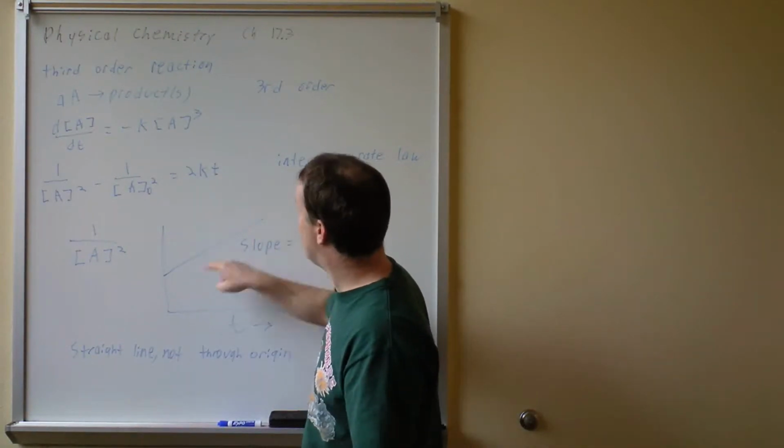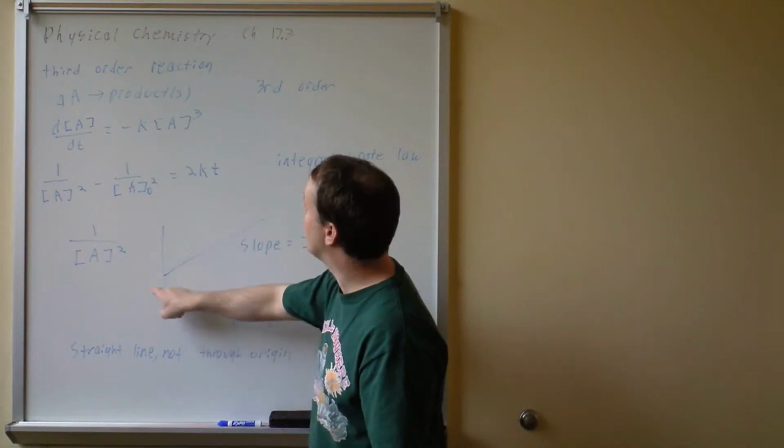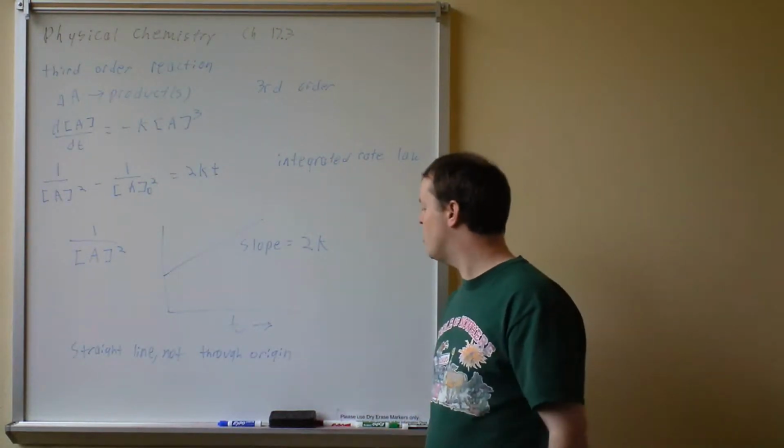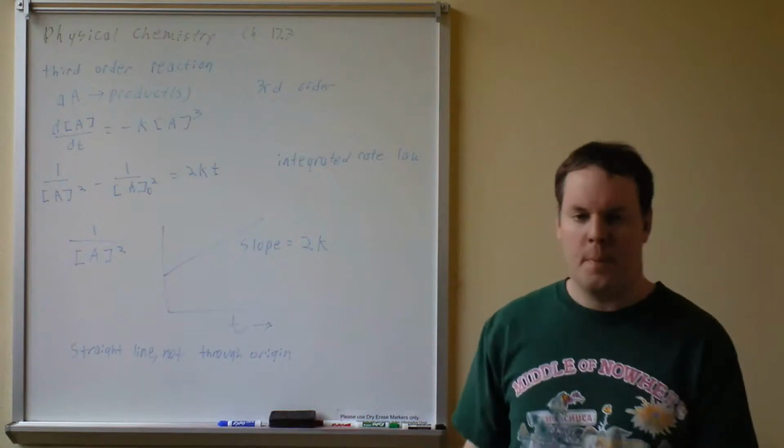So this straight line, though, does not come from the origin. The y-intercept is going to be 1 over the initial concentration of A squared.